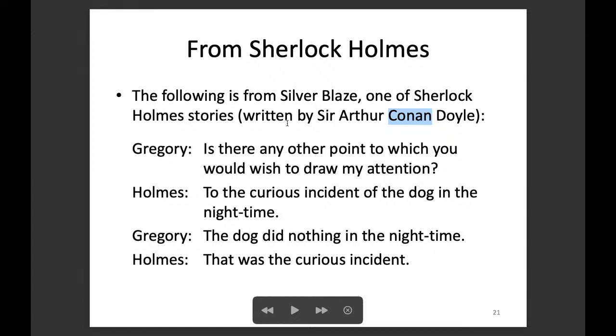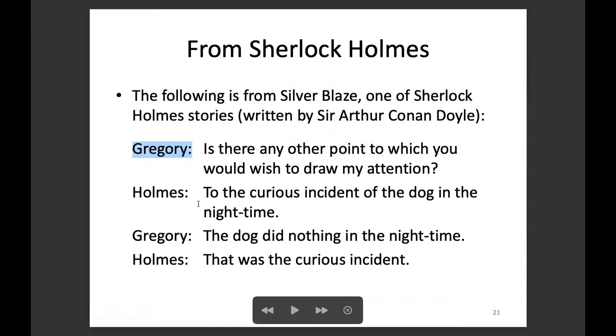In a book called Silver Blaze, which is about a horse, we have the following conversation between Sherlock Holmes and a policeman. Sherlock Holmes is a private detective, and the policeman is in charge of a case where someone was killed. This is the conversation before Sherlock Holmes leaves home for another business. The policeman asked Sherlock Holmes, is there any point to which you would wish to draw my attention before you leave?